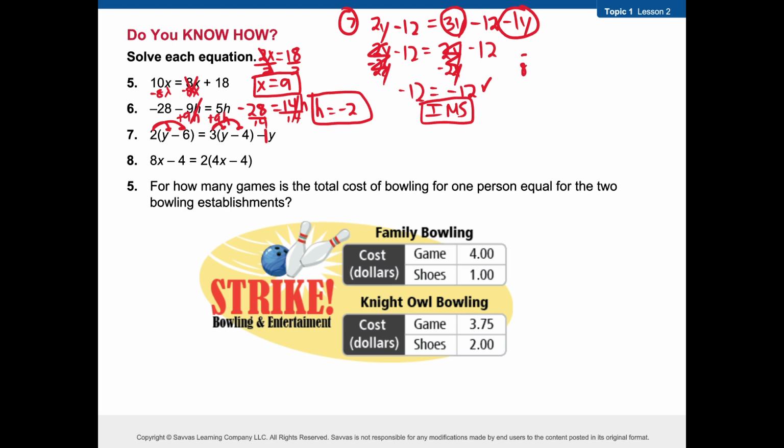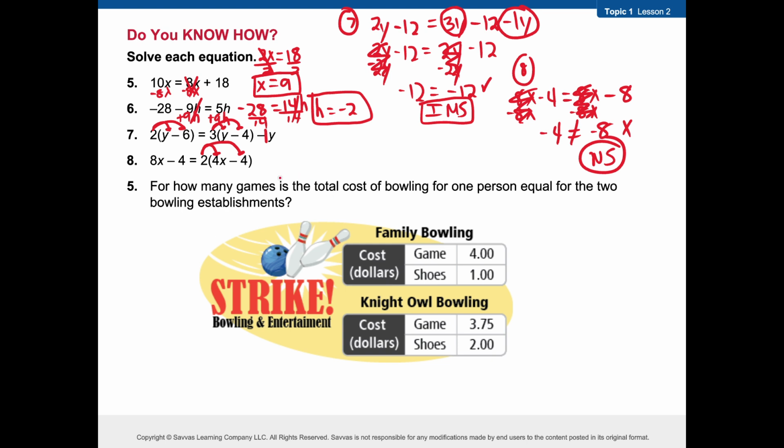Number 8, distributed property. 8x minus 4 equals 8x minus 8. Subtract 8x to both sides. My 8x's cancel out. A -4 does not equal a -8. So this would make it no solution.